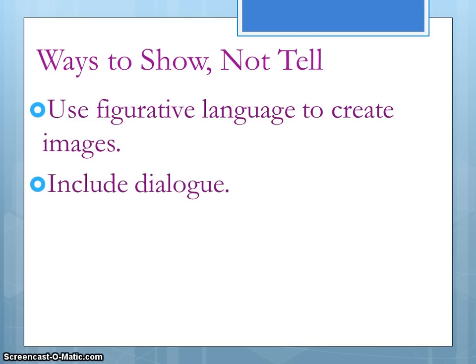Make sure you use dialogue. Sometimes when our stories are kind of bland and boring and we look back at them, it's because our characters never talk to each other. And that's not real life. We do lots of talking. So in your stories, make your characters talk to each other. We can learn a lot about a character just through dialogue.